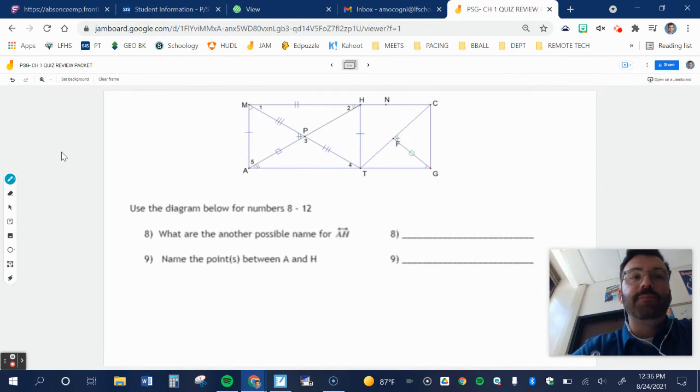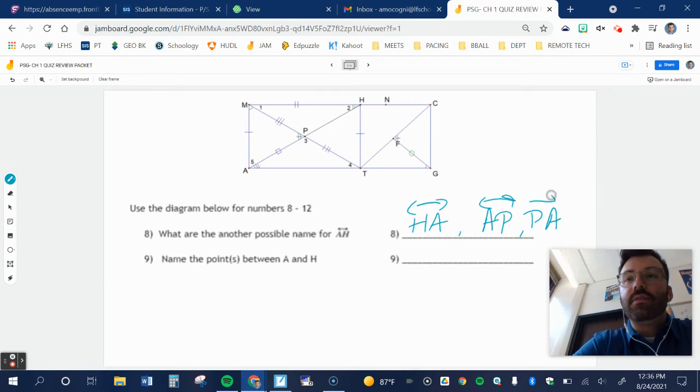What are the possible names for AH? AH is a line. Okay, that's a line. That means go on forever in every direction. You could say HA, just flip it. I could also say AP or PA. Those are also true because P is still on that line, and since it goes on forever, it would include H.